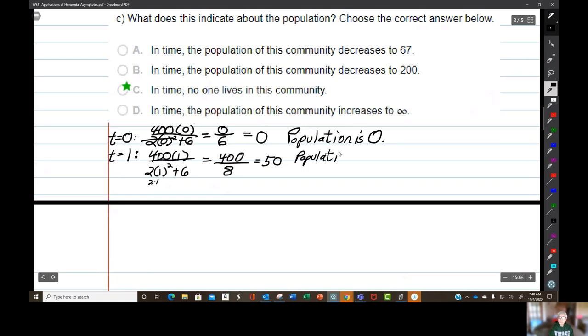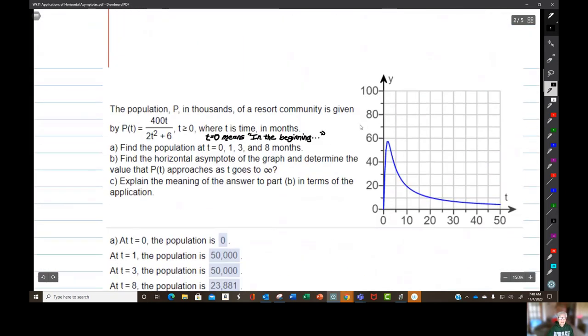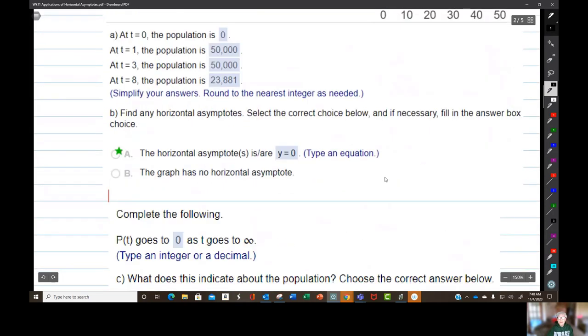Population after 1 month is, this is the population in thousands, OMG.